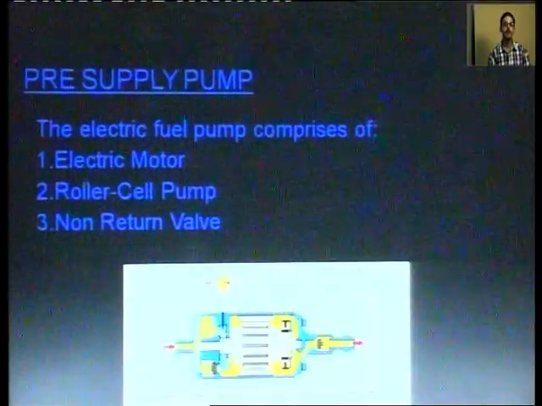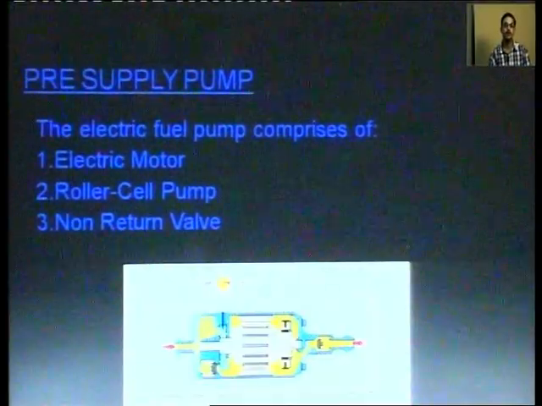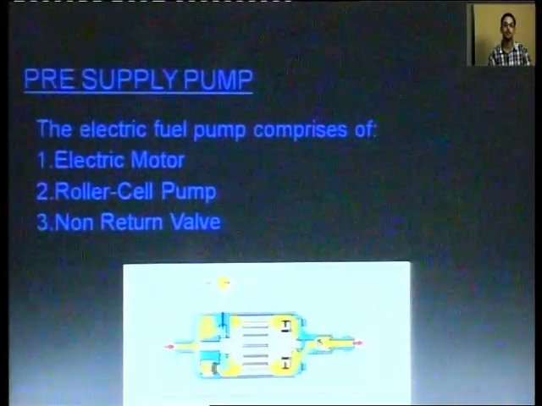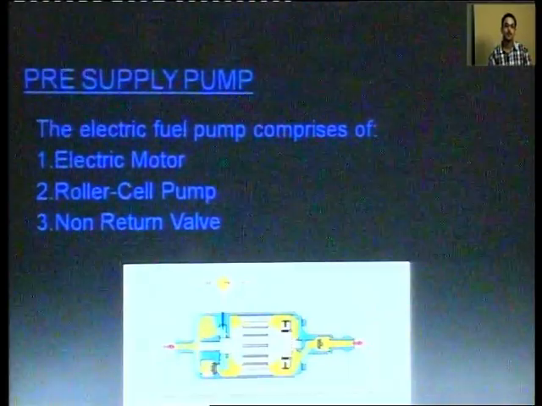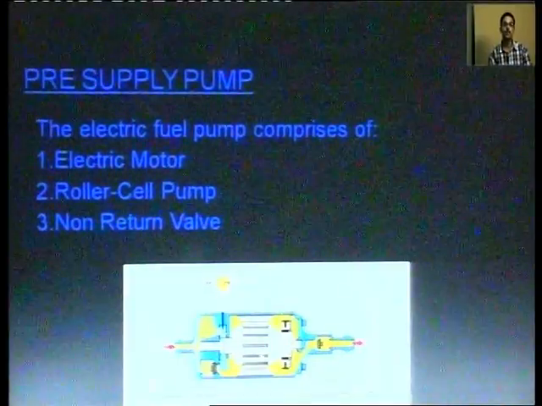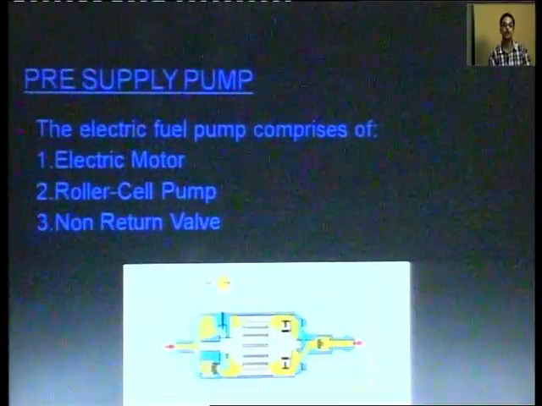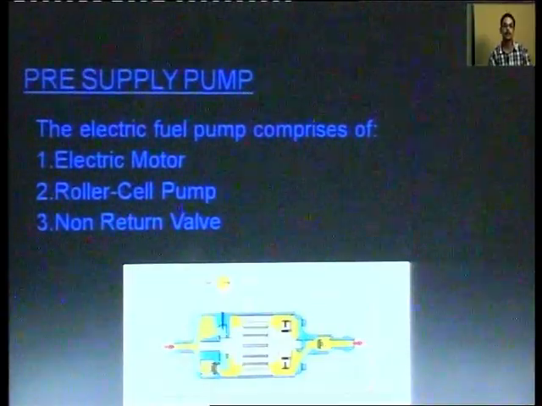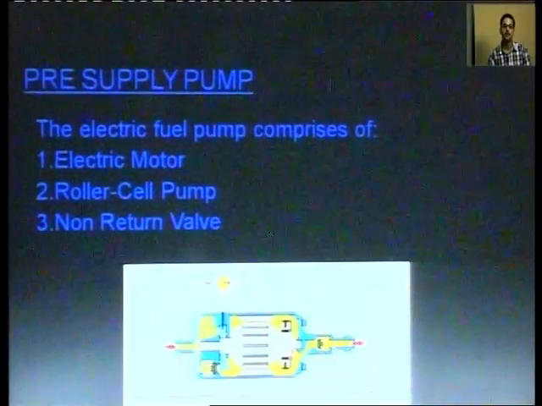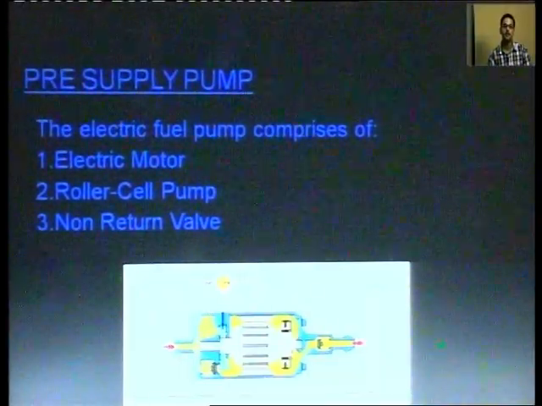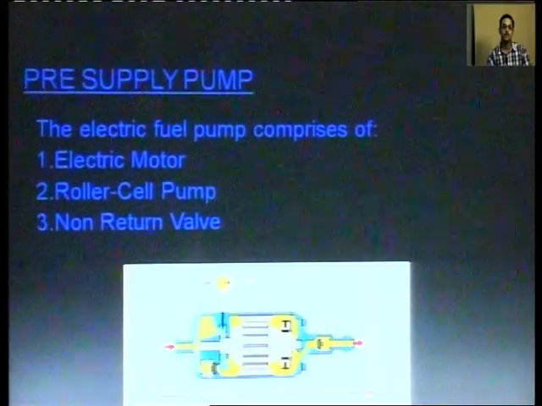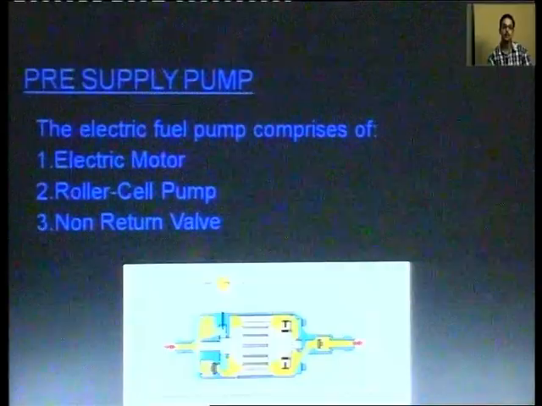And the third important component is the NRV, that is the non-return valve. This is the NRV used on the right side of the pump. When the fuel is required, it goes to the right side, this way. But if a sudden blockage occurs, then it stops here.